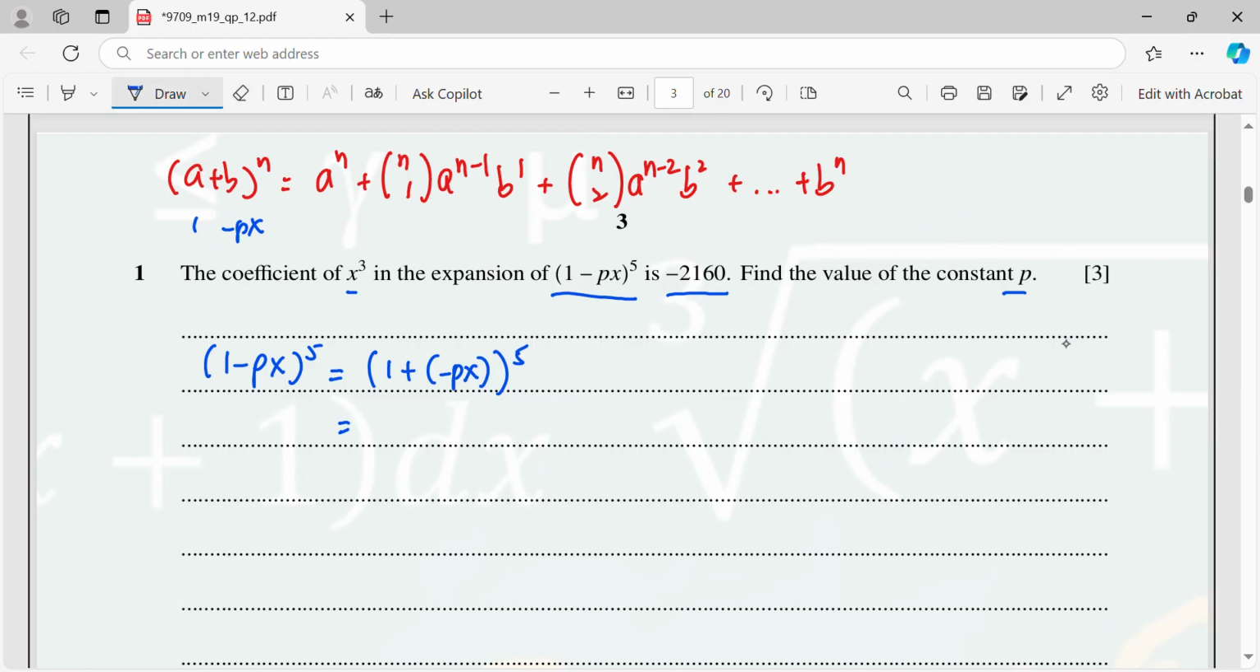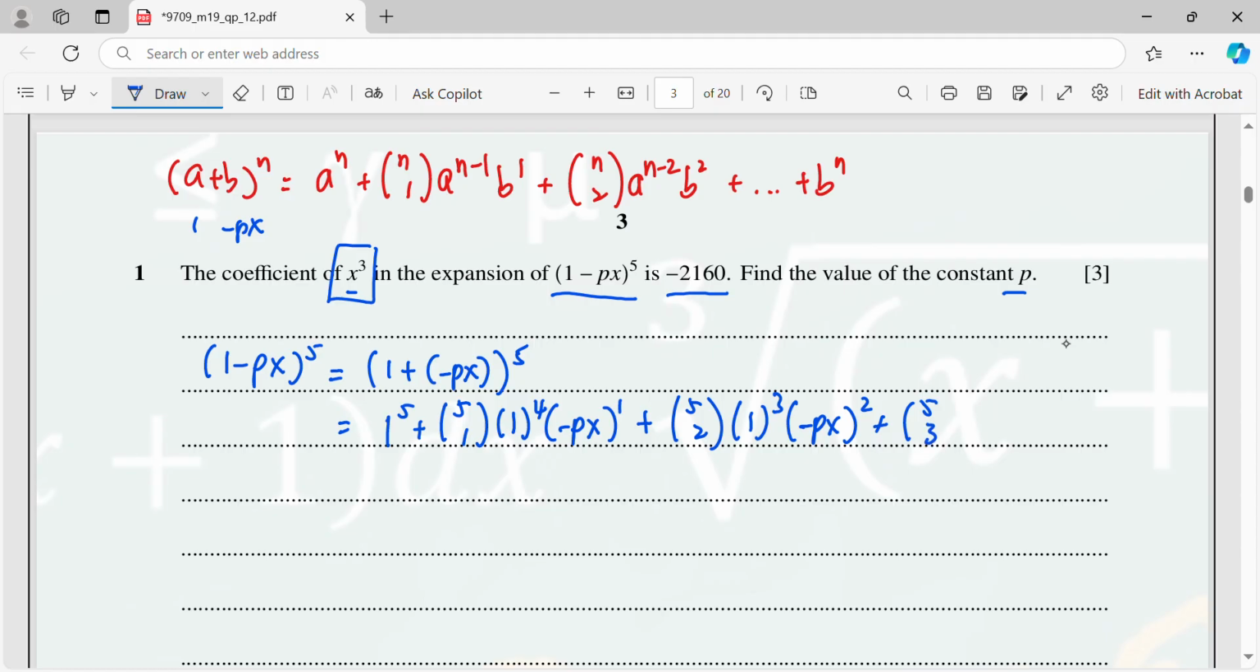From here, I will be getting 1 to the 5 plus 5C1, 1 to the 4. Basically 1 to the 4 is 1, so you can just ignore it. Then times minus px to the 1, plus 5C2, 1 cubed, then minus px squared, plus 5C3, 1 squared, minus px cubed. We do not need the full expansion, just up to x cubed.